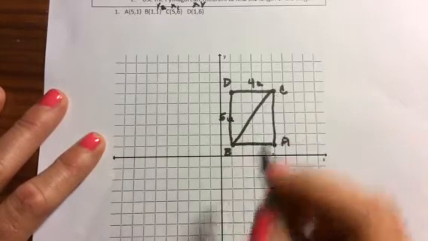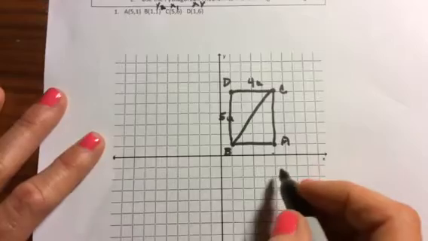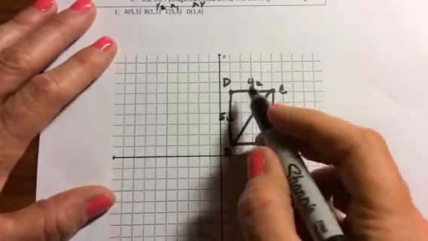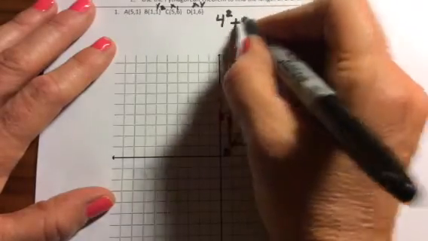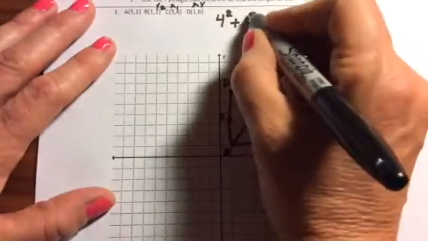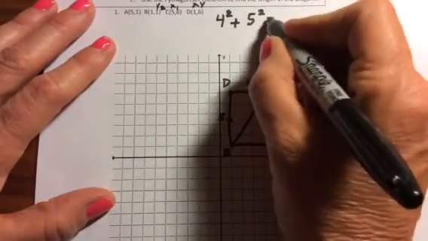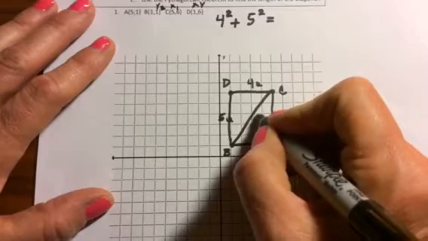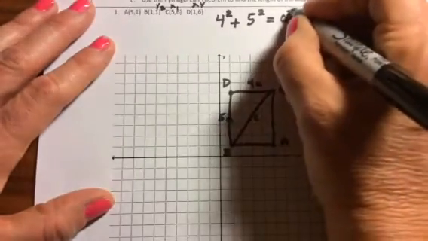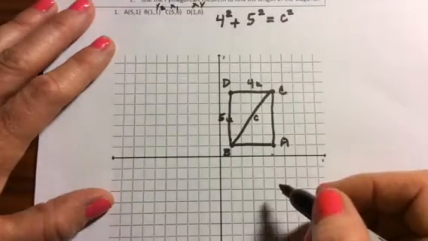So to find the length of BC, we're going to have to do the Pythagorean theorem. We take 4 squared, which is the length of one of the legs, plus 5 squared, the length of the other leg, and that will give us the length of the third side. We're going to call that c, so it's little c squared.